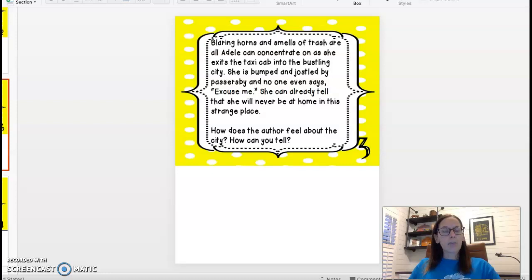How does the author feel about the city, and how can you tell? Well, based on this paragraph, I can tell that she does not like it. The horns are going, you can smell the trash. She's exiting a taxi cab and everybody is bumping into her. No one is apologizing, which is very rude. And she just doesn't really feel like it's the greatest place for her. Some people love the city and some people don't, and this author is not one of them.